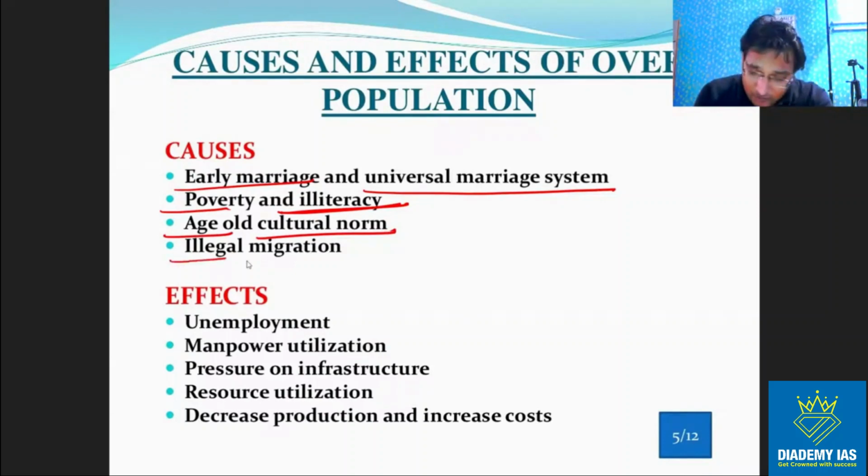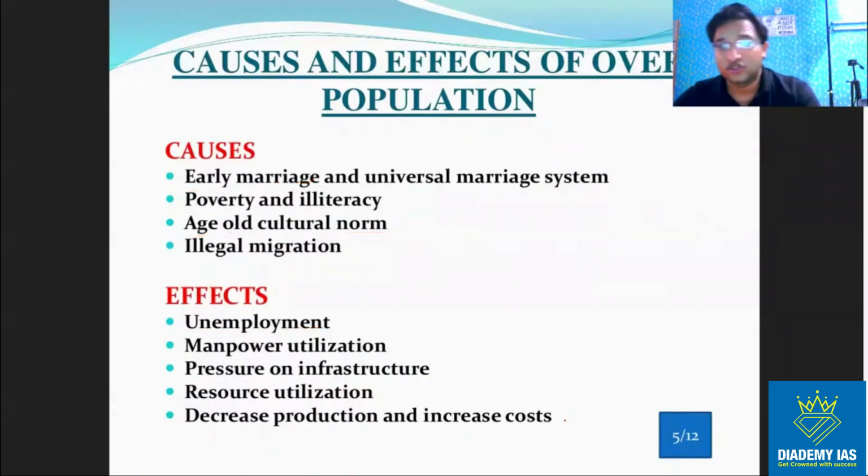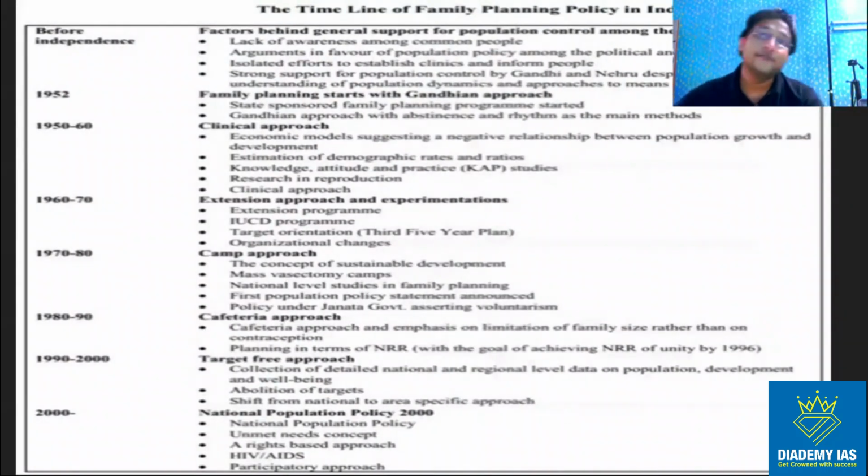Illegal migration, people are migrating from other countries, Rohingyas and other people, that is also increasing the population. ठीक है, these are some of the causes, and there are other causes also, right? What are the impacts, adverse impact? High unemployment, pressure on infrastructure, pressure on resources, and decreased production and increased cost. Other बहुत सारे और भी impact है.